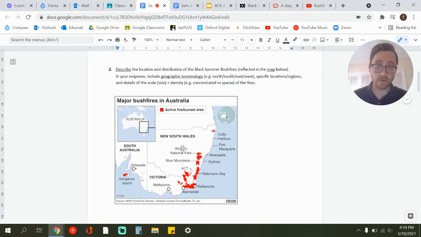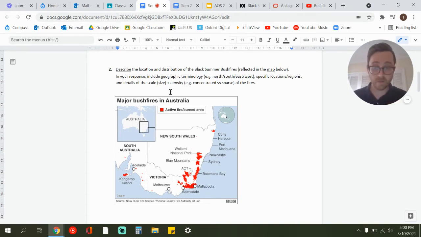So don't say there's fire, hot stuff in the bottomy part of the map. You say north, south, east, and west. Specific location regions. So don't say there's a fire in, I think that's like where we live, kind of, say New South Wales, Victoria, Newcastle, Blue Mountains, specific names.